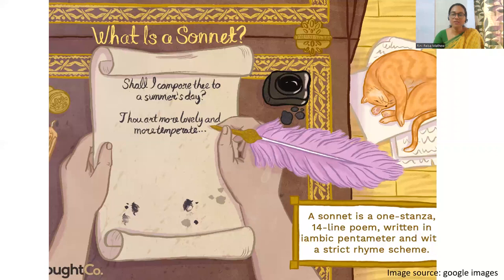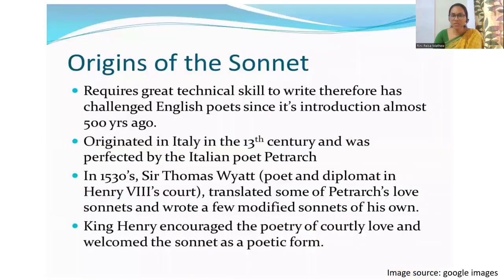So a sonnet is a 14-line poem which follows iambic pentameter strictly and a proper rhyme scheme. That makes the sonnet a difficult form of poetry for writers to achieve, because a conscious effort from the poet is required for a poem to qualify as a sonnet. It requires great technical skill to write, and therefore has challenged English poets since its introduction almost 500 years ago.